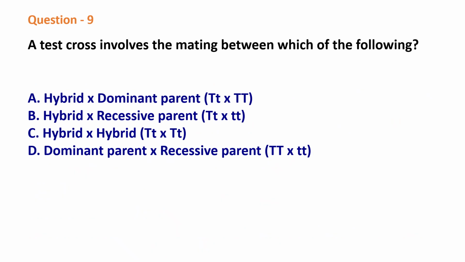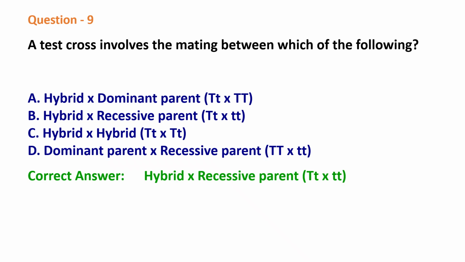Question 9. A test cross involves the mating between which of the following? Options: hybrid and dominant parent, hybrid and recessive parent, both hybrids, dominant parent with recessive parent. The correct answer is hybrid with recessive parent.